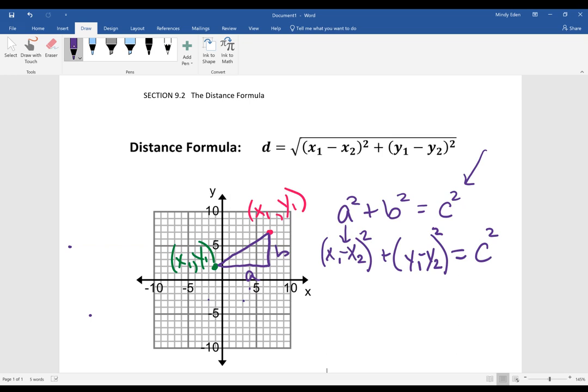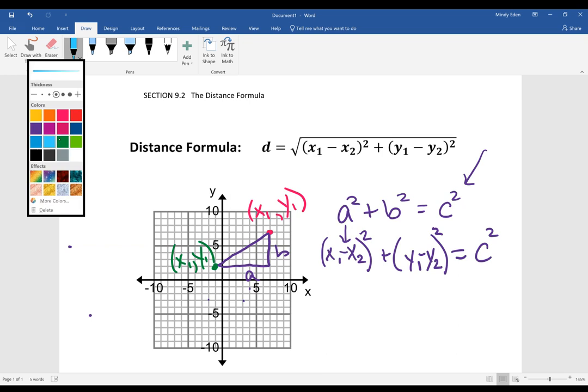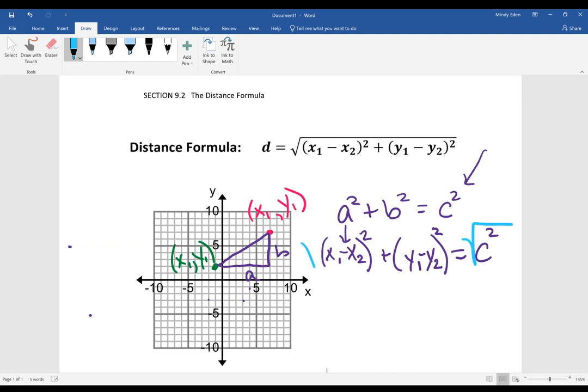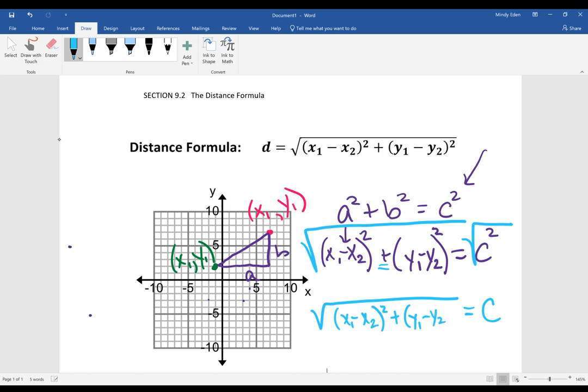So now if I want to get c alone, we're going to take the square root of this side, and you have to take the square root of the whole thing. You're not allowed to do them separately when they're being added together. So c is really the whole square root of the difference of the x's, and make sure you're going in the same order, and the difference of the y's squared. And that's the distance formula.